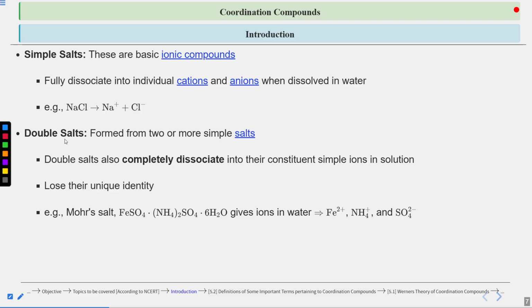For example, the double salt example is Mohr's salt, whose formula is FeSO4·(NH4)2SO4·6H2O. Now Mohr's salt, if you consider, will give ions in water like Fe2+, NH4+ and sulfate ion, SO4 2-.